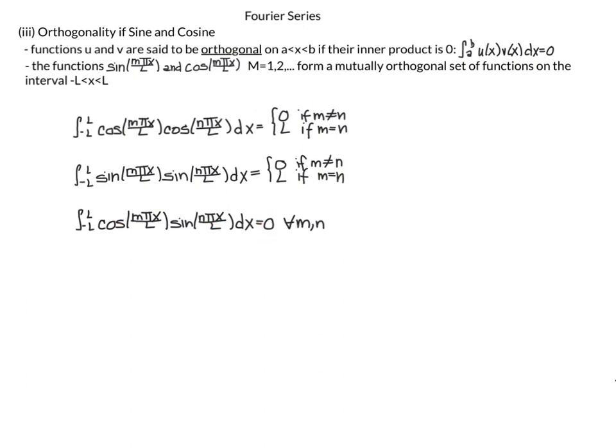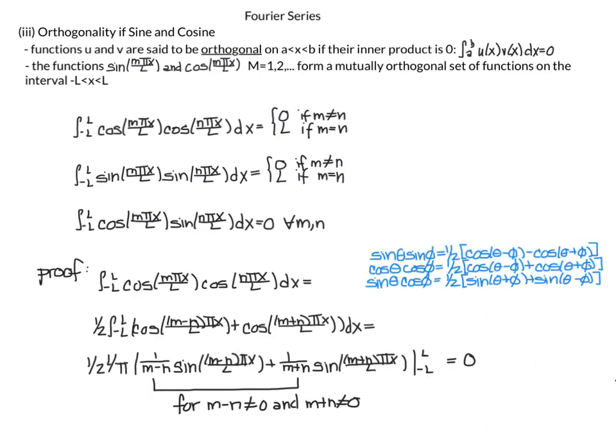So in other words, cosine and sine functions with different periods will be mutually orthogonal. The proof of each of these three is actually quite short, and I will do the proof for the first one. And the proofs all use these trigonometric identities here.